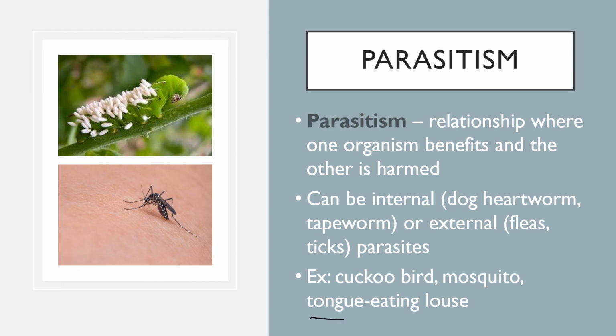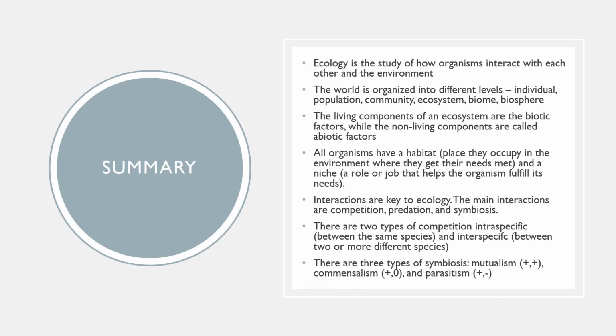There's another one, the tongue-eating louse. I didn't want to put a picture because it's really gross, but you can Google it if you want. There's a bug that will eat away the tongue of a fish and then pretend to be its tongue. So it's benefiting because as the fish is eating, it gets to have some of that food too. But the fish is actually being harmed because now it's going to have a hard time eating with that bug in its mouth. It's getting its food taken away and it lost its tongue. So kind of gross.